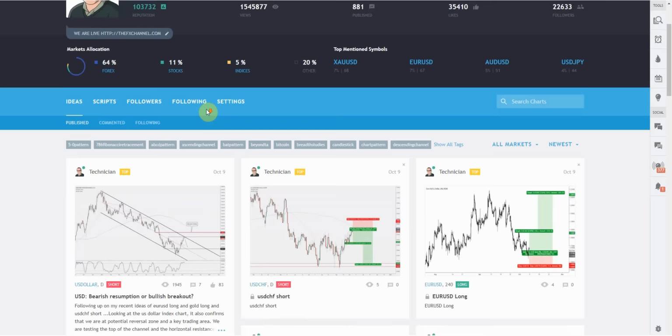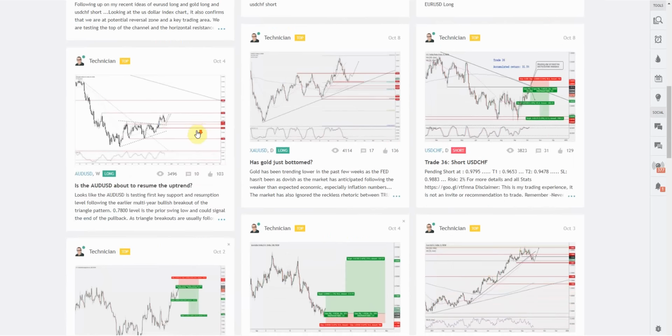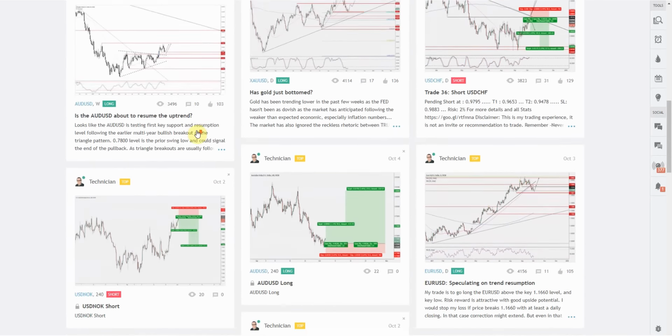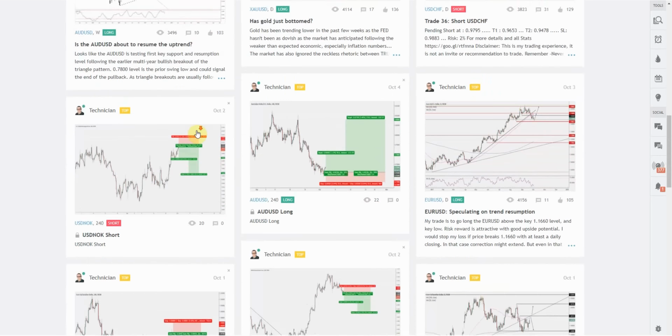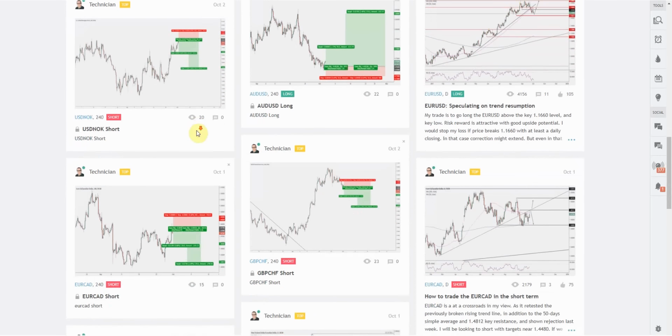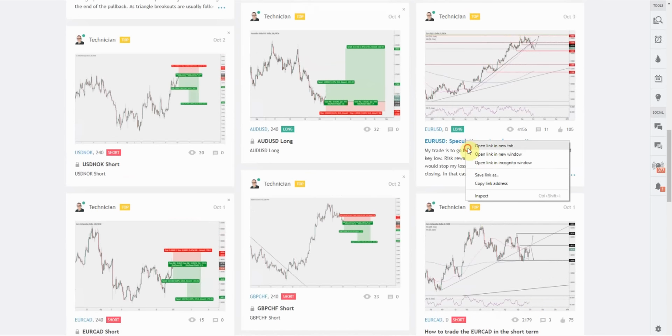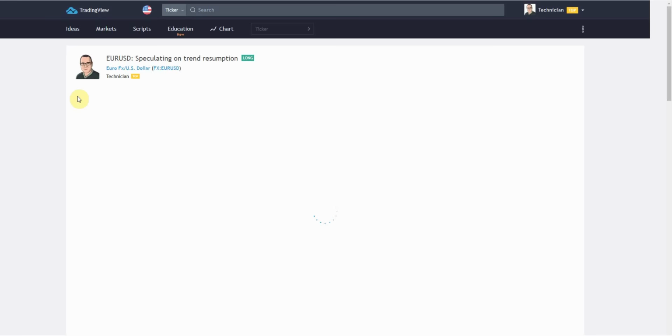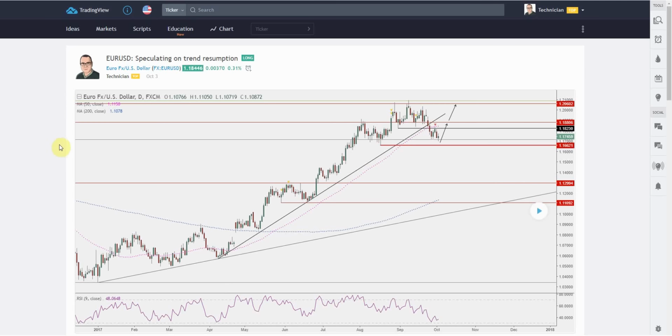Let's start by looking at the key pairs I see performing in the coming weeks. Actually, I had a trade on the Euro USD, a long trade. I've been generally bearish the US dollar starting from this week. I published this trade on October 3rd. It was a long Euro USD trade.